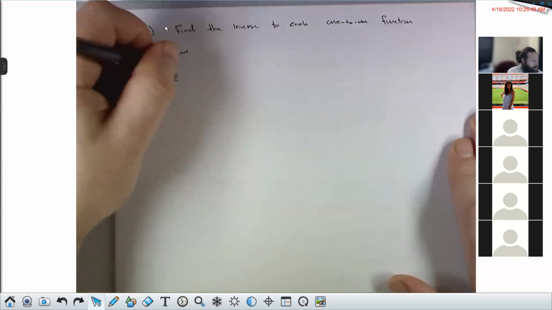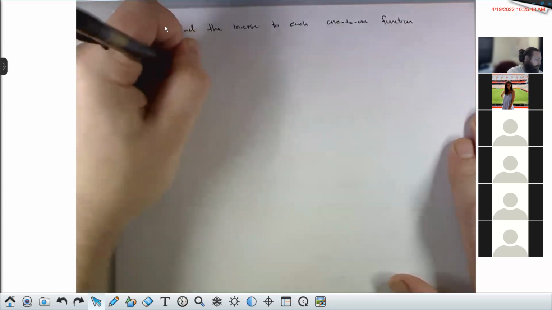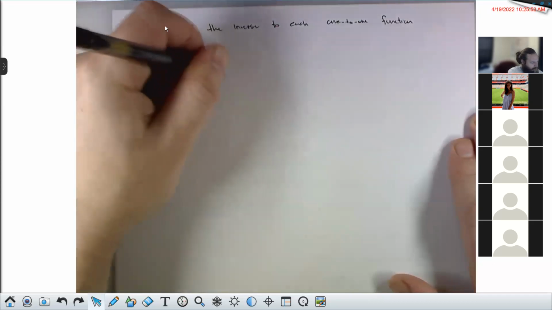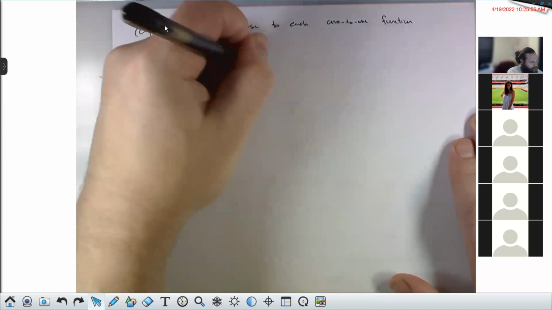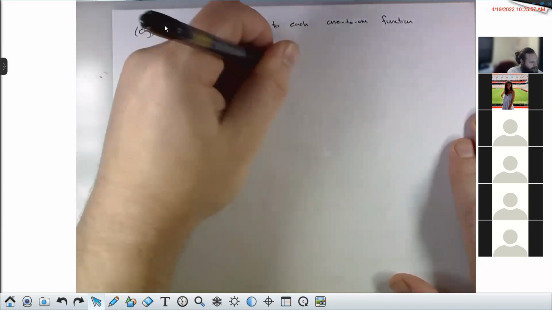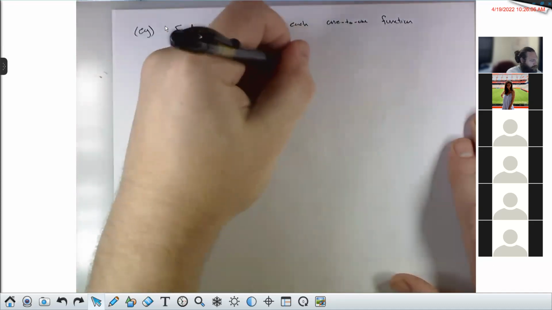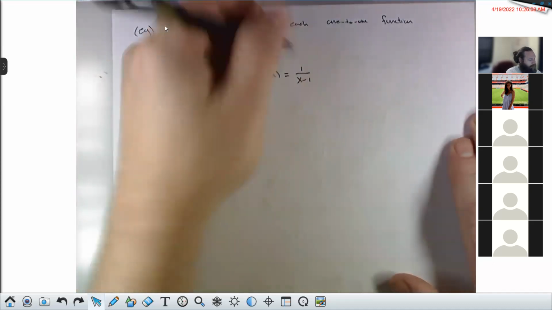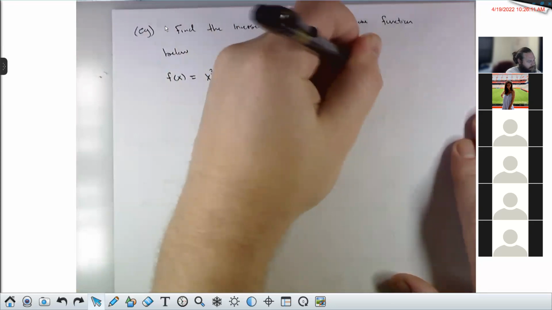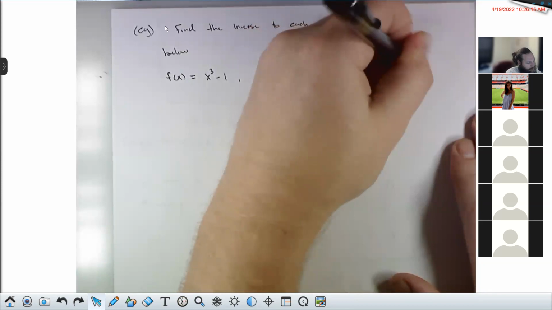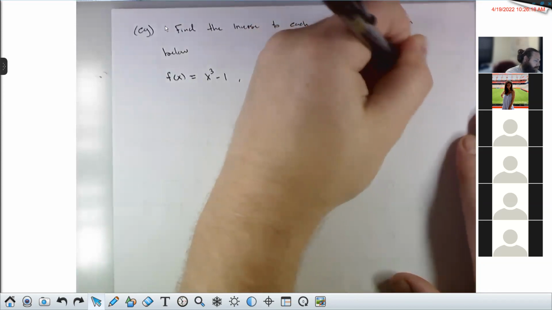Say f of x is x cubed plus 1. g of x would be 1 over x minus 1, and h of x would be x plus 2 over 3x minus 1.